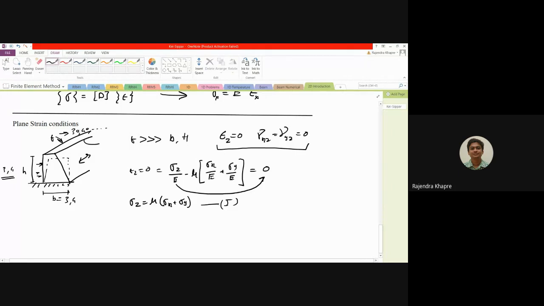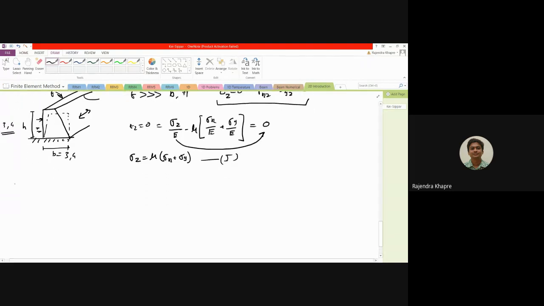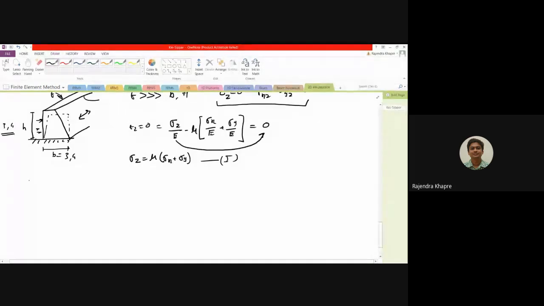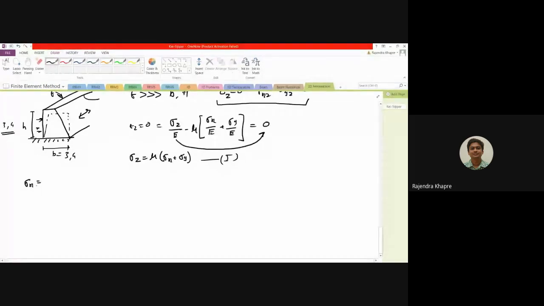See over here what we have assumed, that epsilon z is 0, but still you are getting the value of sigma z, that is the stress in the z direction. Now similarly, using the basic expressions, you can have the values of sigma x and sigma y. So let me write down over here. Your sigma x expression can be taken from the earlier expressions, right?